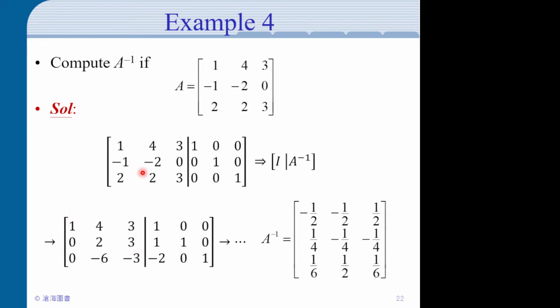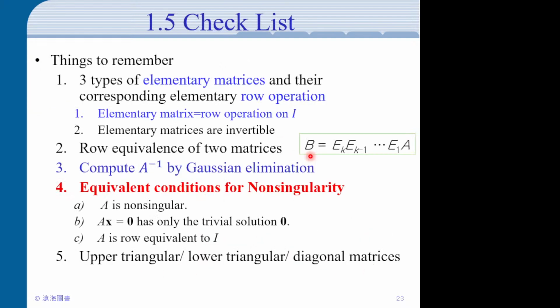If A is invertible, it can get to the identity. So when this side becomes the identity matrix, the other side will become A inverse. This can be proven by these elementary matrices. So we see that A inverse can also be calculated by Gaussian elimination.